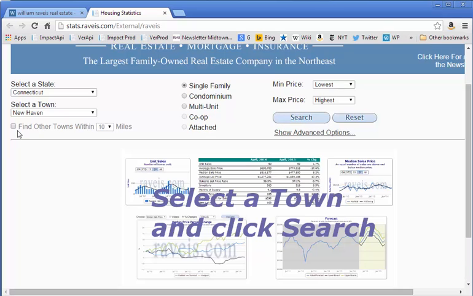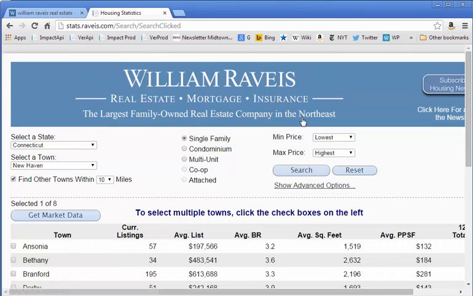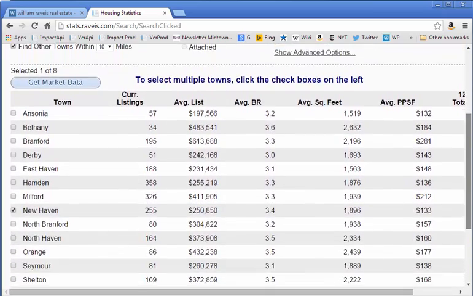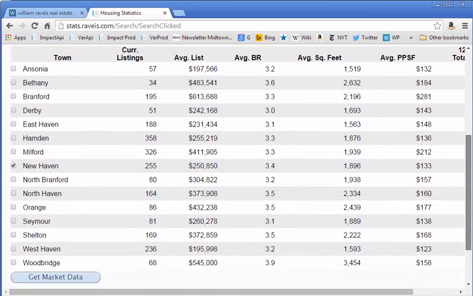So there's New Haven, and for purposes of comparing towns, the first thing to remember is we need to have more than one town to compare. And since people usually want to compare towns that are near each other, we're just going to click on the Find Other Towns box. And we're going to leave it at the default of finding other towns within 10 miles. Click on search, and the system brings us back a set of towns that's within 10 miles of New Haven.